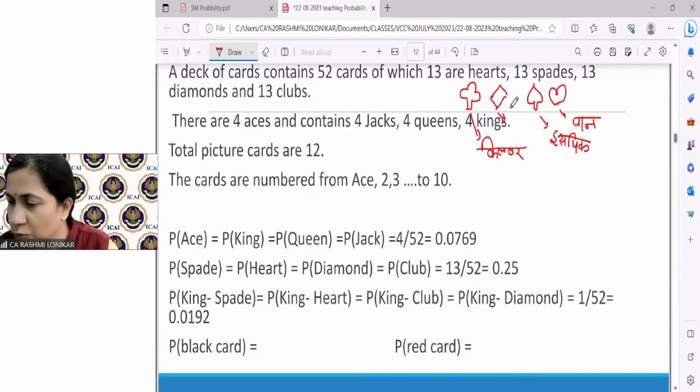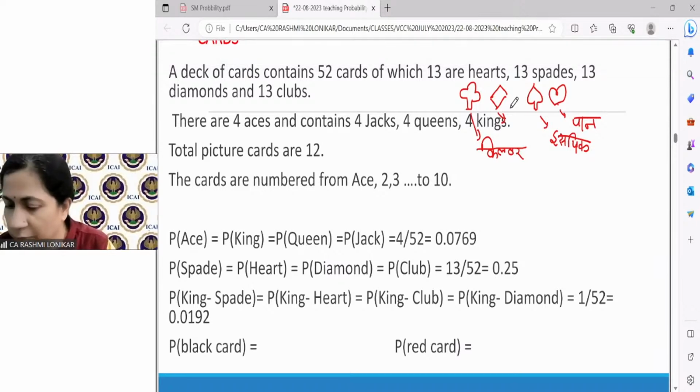Can anybody put in the Hindi word for diamonds? Silver, spick, pan, or... no, you don't. You need not play. You just need to know how to answer the questions. Okay.